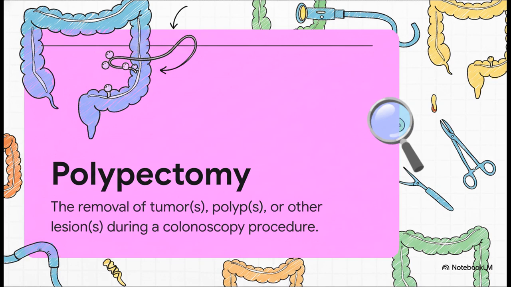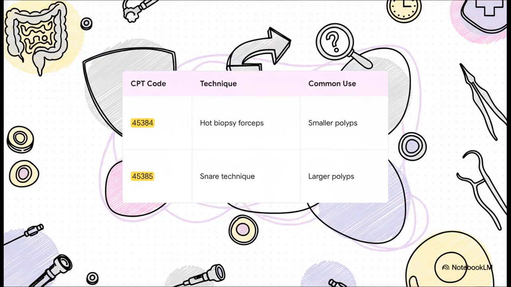Probably the most common intervention you'll see is a polypectomy. Simply put, the removal of a polyp. But here's the kicker for us coders: how they remove that polyp changes everything. Not all removals are coded the same way. And this table lays it out perfectly.